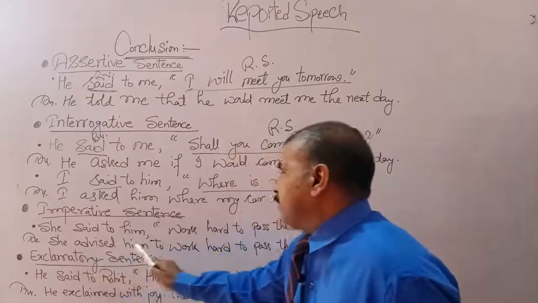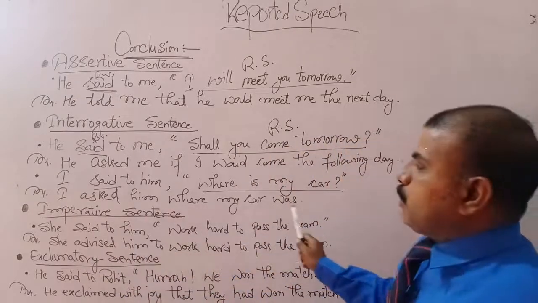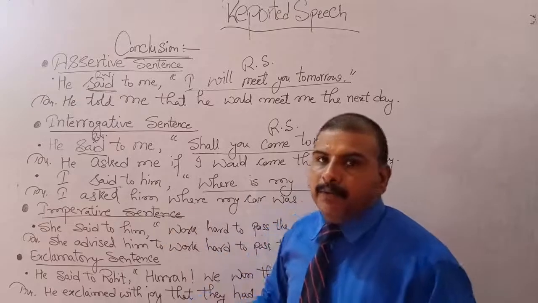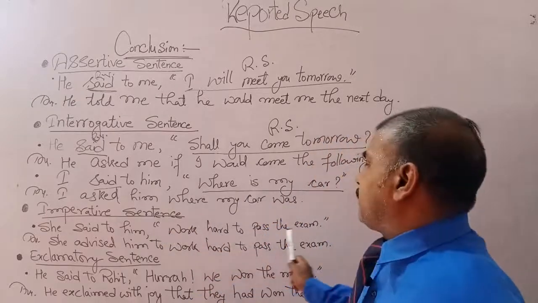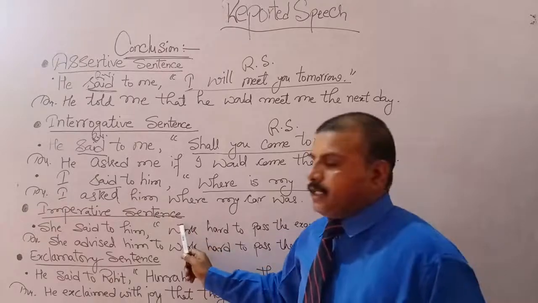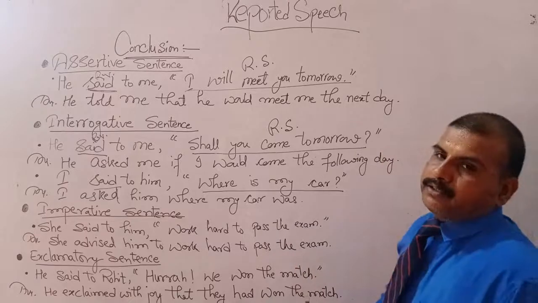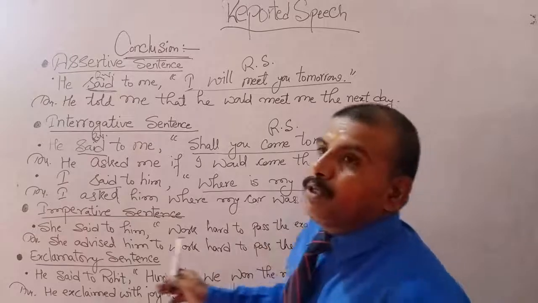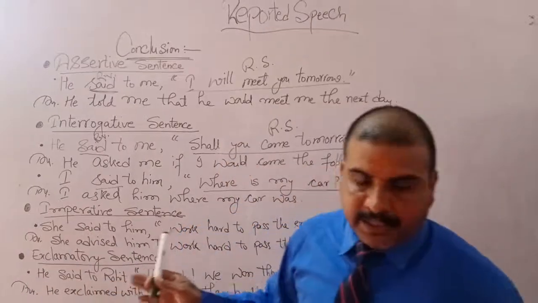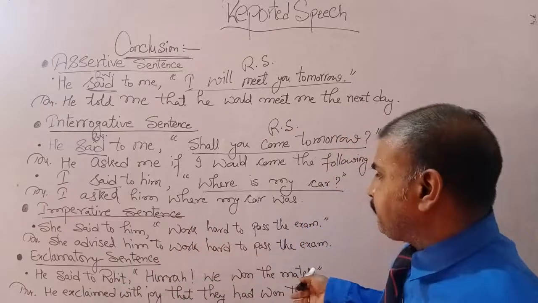So "she advised him." As it denotes an imperative sentence, we use the infinitive form of the verb. In "work hard to pass the exam," work is the main verb here, and the infinitive form of work is "to work." So "to work hard to pass the exam." As an infinitive verb does not denote any tense, the infinitive form is called a non-finite verb.